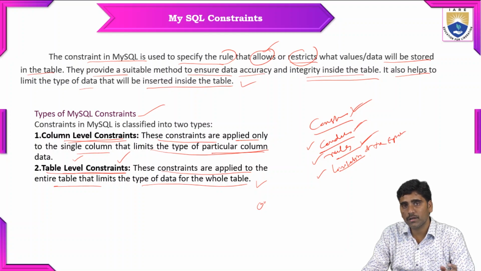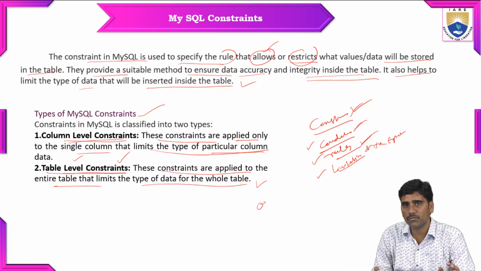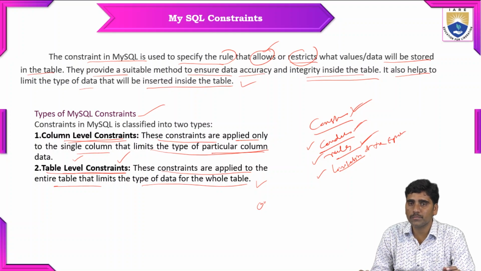One is column level constraints and the second one is table level constraints. Column level constraints are nothing but the constraints which you apply to a particular column. Then it is called column level constraints. And table level constraints are the constraints which you apply to the entire columns of the table.